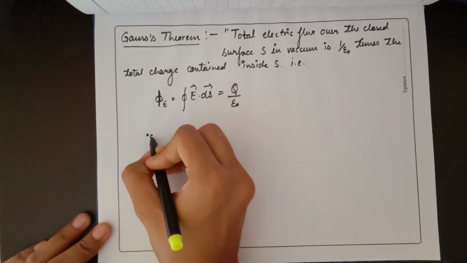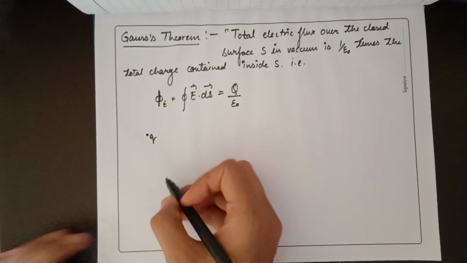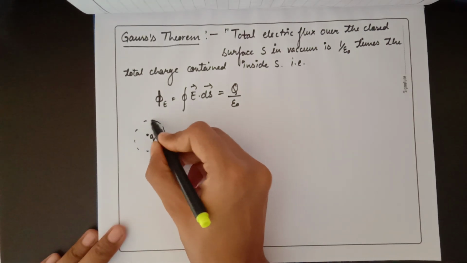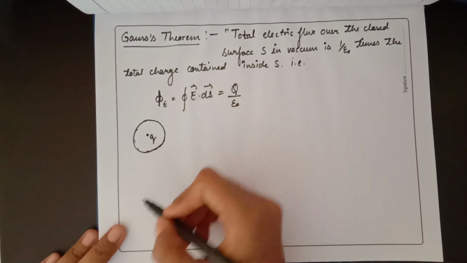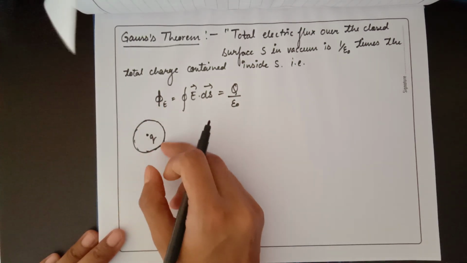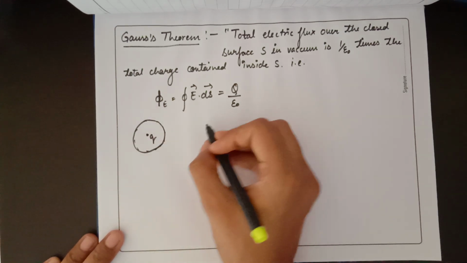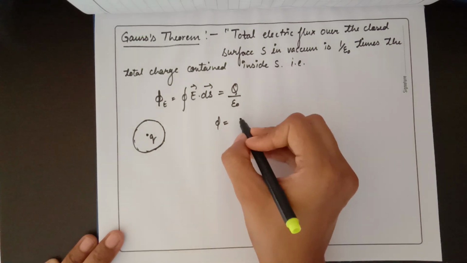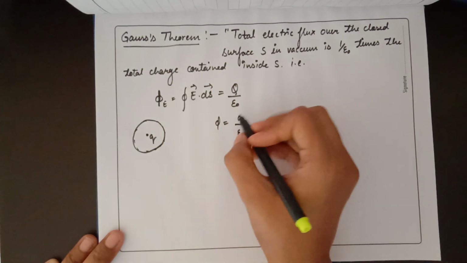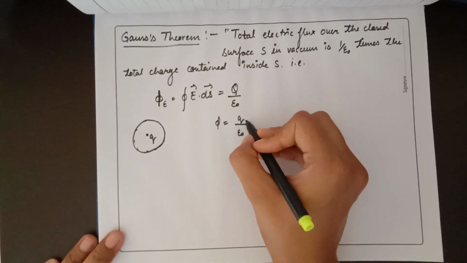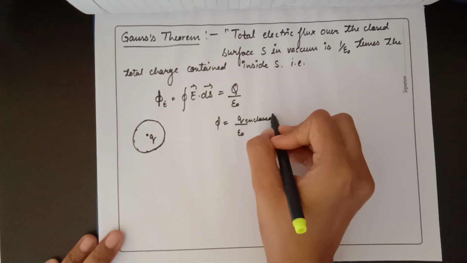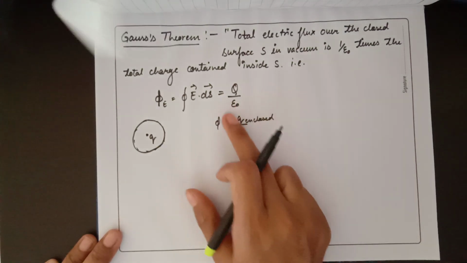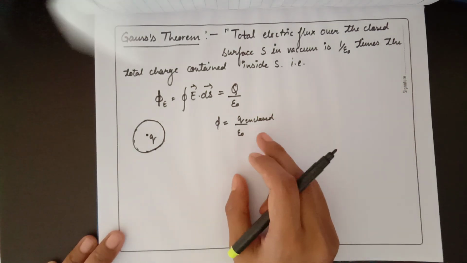If you have a charge q and it is asked to calculate the electric flux, you will create a Gaussian surface, and it should be a closed surface. So you can suppose this is your Gaussian surface. Flux through it will be equal to q divided by epsilon naught, or I can write phi is equal to q enclosed upon epsilon naught. It means the electric flux is equal to q inside the body divided by epsilon naught.